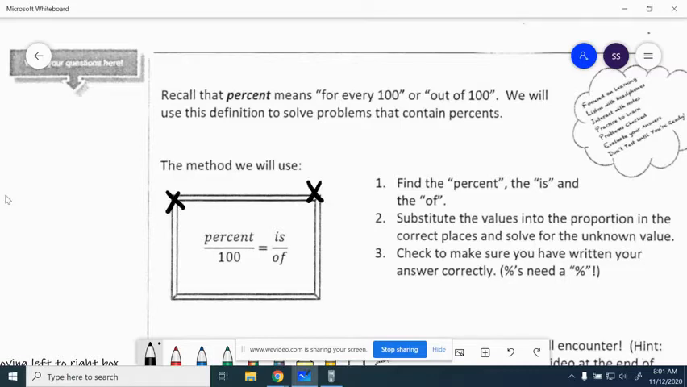So percent over 100 is equal to is over of, okay? The first thing we're going to do is find the words percent, is, and of, and substitute the values into the proportion in the correct places and solve for the unknown variable. And then last thing, check to make sure you've written your answer correctly. If you are looking for a percent, if you have a problem that says find the percent or what percent, your answers need to have the percent symbol attached to it, okay? And if you're looking for a number, do not write the percent symbol, okay?